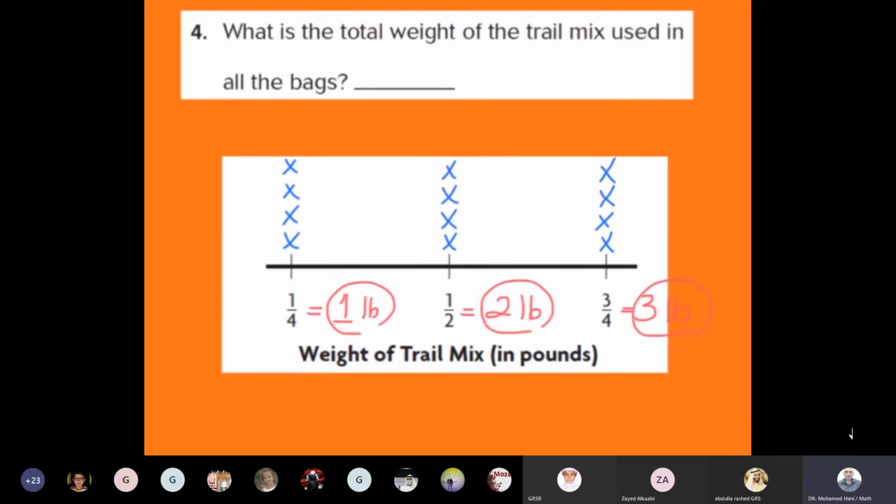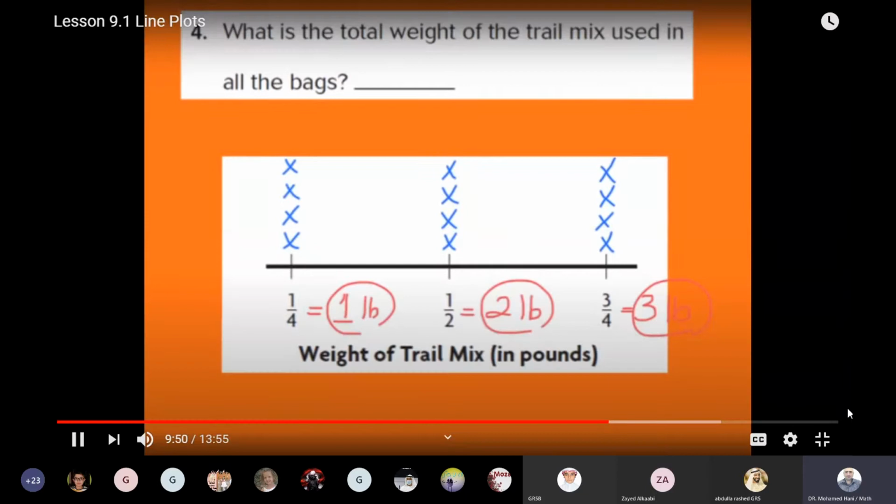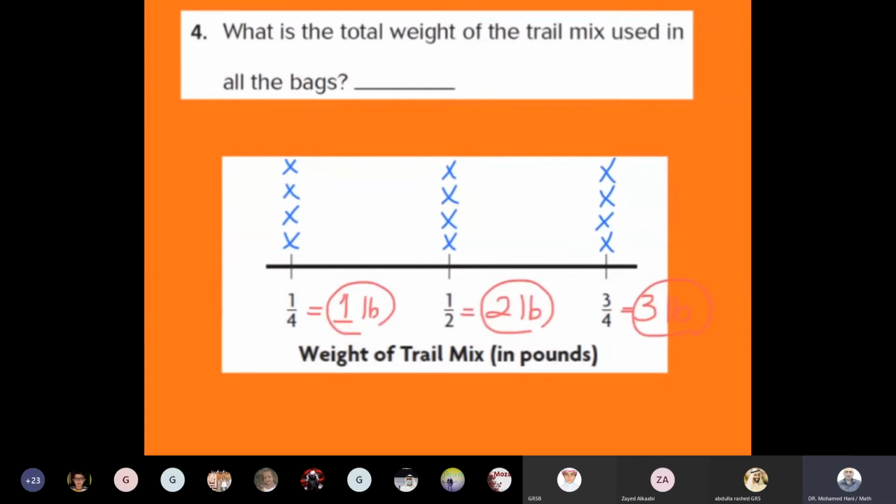Now, for question number 4, it says, what is the total weight of the trail mix used in all the bags? Now remember, we had our line plot completed with our X's, and in the last few slides, we found the total weight of each one of those. So for 1/4 pound, since there were 1, 2, 3, 4 X's, our total weight was 1 pound. For the 1/2 bags, there were 1, 2, 3, 4 of those bags. And so we multiplied 4 times 1/2 and came up with 2 pounds. And for the last weight, there was 3/4, and there were 1, 2, 3, 4 of those 3/4 pound bags. So when you multiply 3/4 times 4, it takes you to 3 pounds.